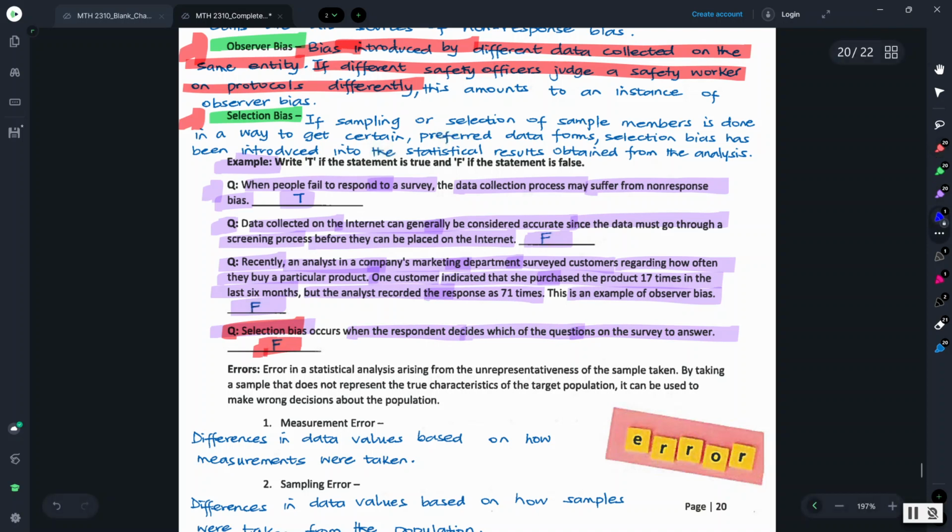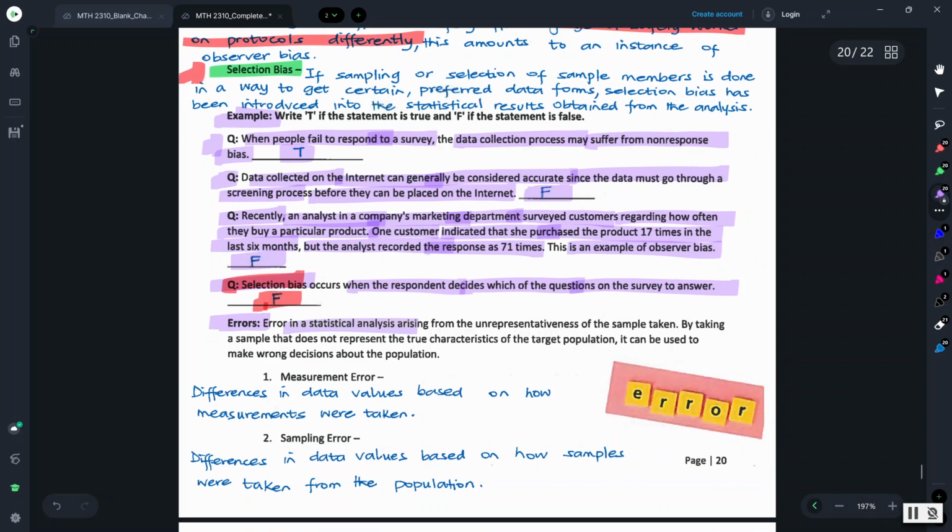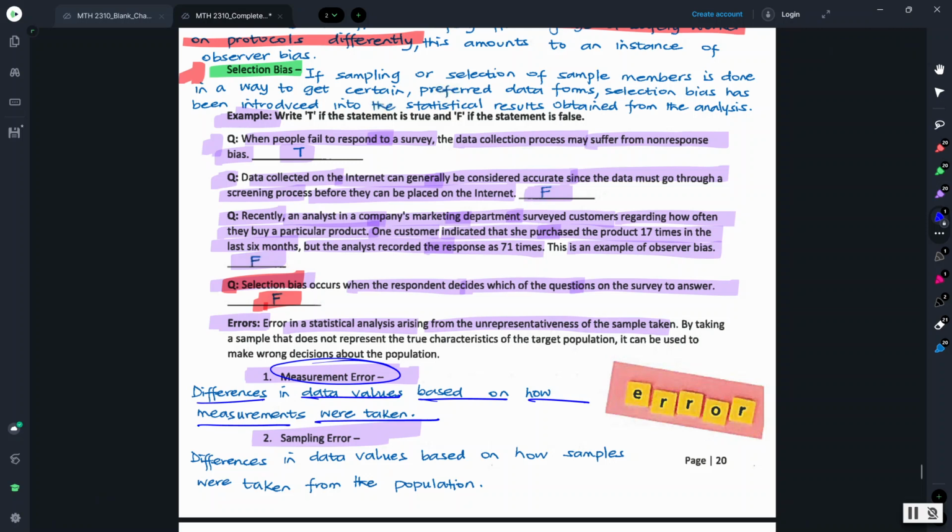Now, as much as we have bias, we distinguish between a bias and an error in statistical analysis. An error in statistical analysis arises from the unrepresentativeness of the sample taken. So, if the sample you have taken does not truly represent the population or is not random, then what you end up with is two types of errors that we identify in statistics, namely measurement error and sampling error. Measurement errors are differences in data values based on how measurements were taken, probably in different ways or using different mechanisms on the same entity.